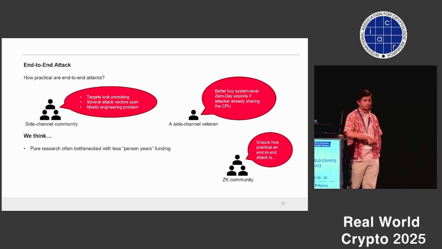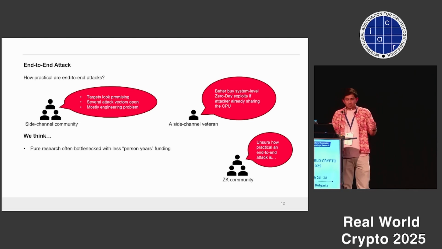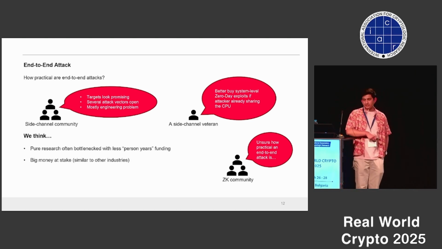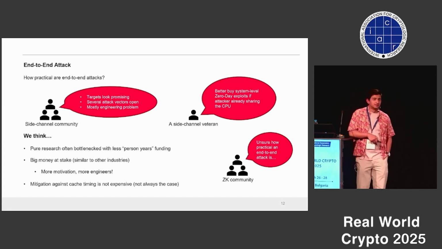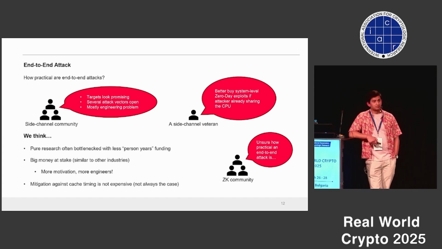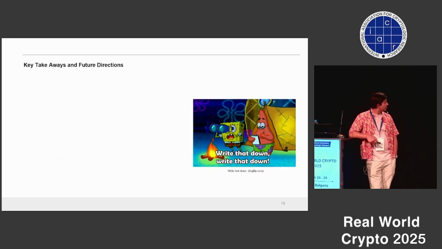So our take is that, well, pure research is often bottlenecked by the funding situation. And if there is big money at stake, well, there will be more motivation, more money, more engineers. And anyway, the mitigations are not expensive, which is not always the case.